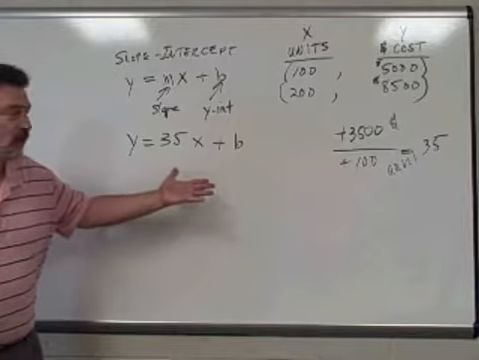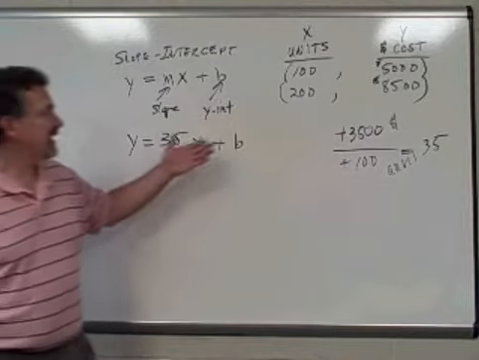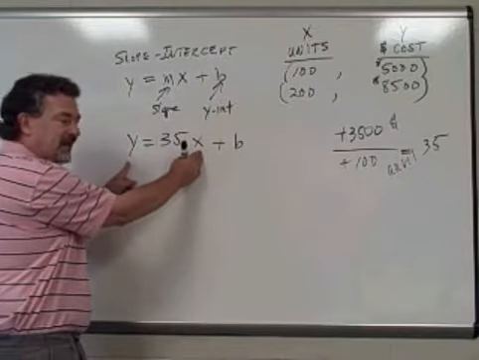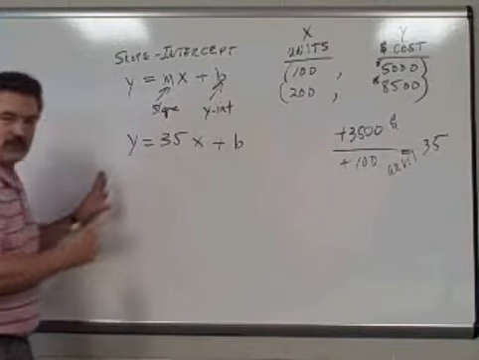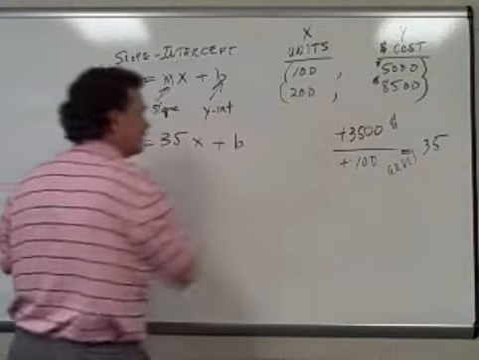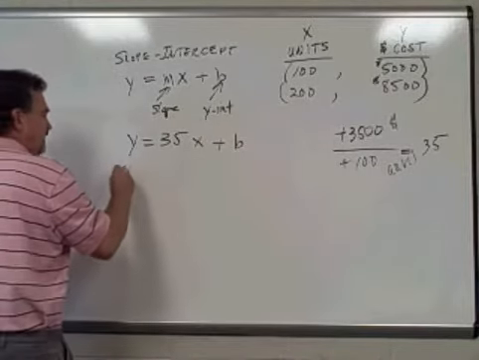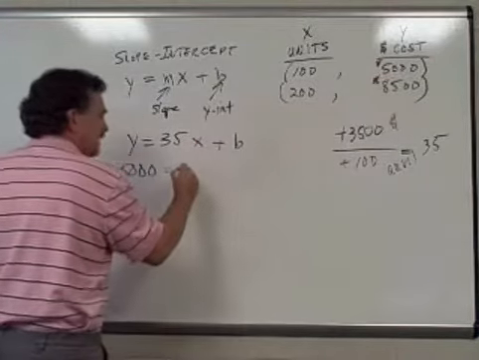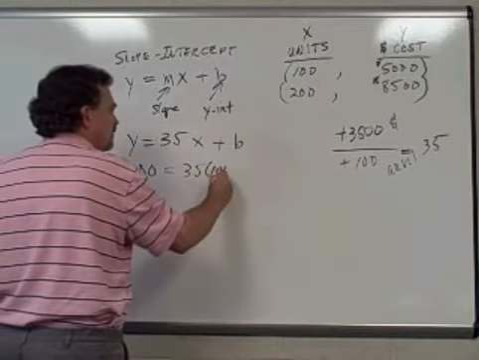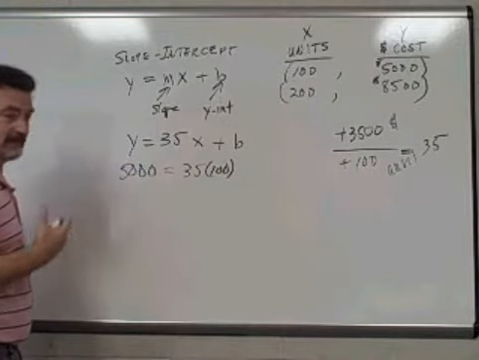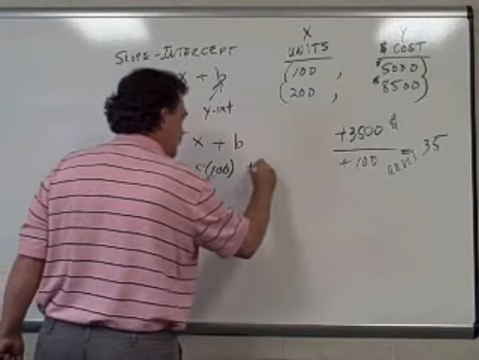Now, what have we done before? Haven't we simply taken one of these points as a solution and put it in for x and y to see what that forces b to be? So let's take that first pair. Put 5,000 in for y. 5,000 is representing our cost. Put 100 in for x. That's representing the units that we are building, how many anvils we're making.